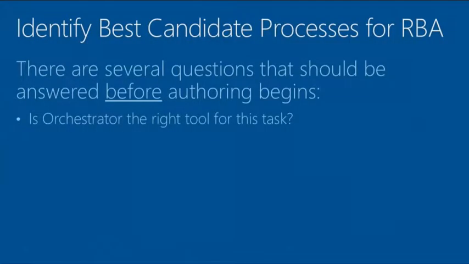So you're going to have a lot of use cases in your environment, right? We need to figure out which of those are going to be the best candidates for us to automate, because not all processes are going to automate equally. So I need to think about whether Orchestrator is the right tool for the task. Can I deploy software from Orchestrator? Yes. Should I be doing a lot of that?